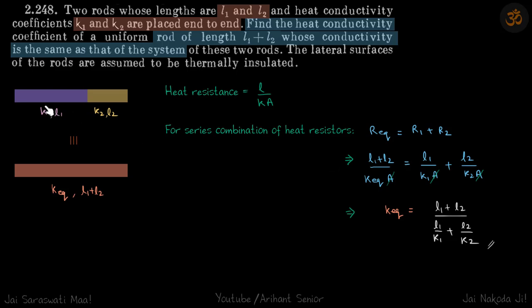As an exercise, you can also see that if you have two rods which are in parallel, what should be the K equivalent of a rod which we replace by that system? Just try that. There we will use the concept of 1 by R equivalent is equal to 1 by R1 plus 1 by R2. This is a series combination, that's why this equation. All right.